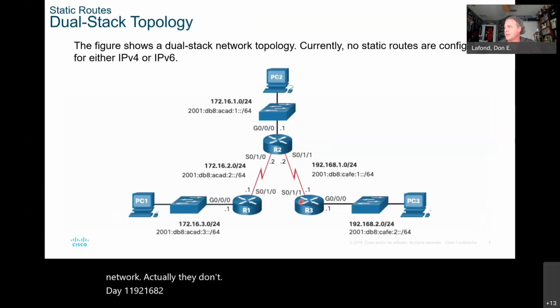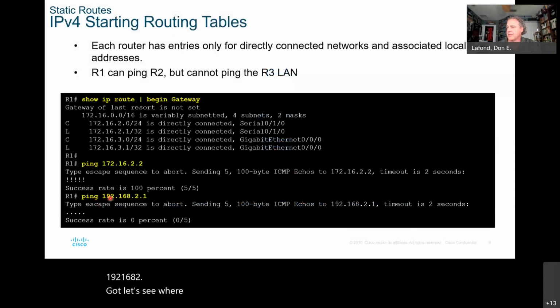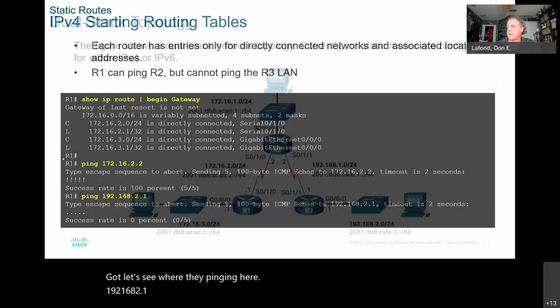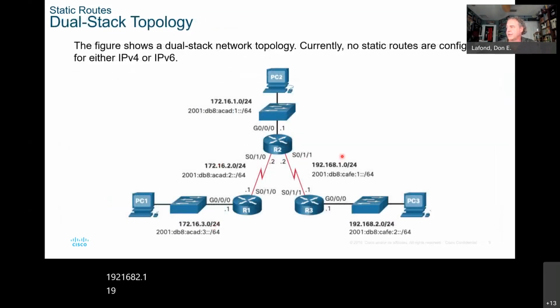192.168.2.1. Let's see, where are they pinging here? 192.168.2.1. Here it is. 192.168.2.1. We cannot ping this PC from that PC because there's no way for it to get there.